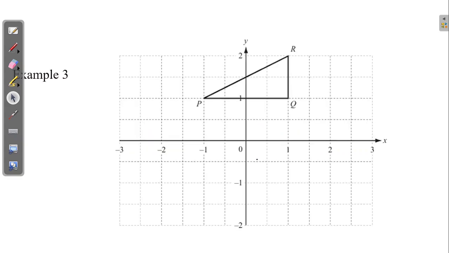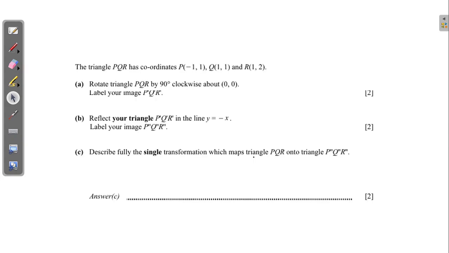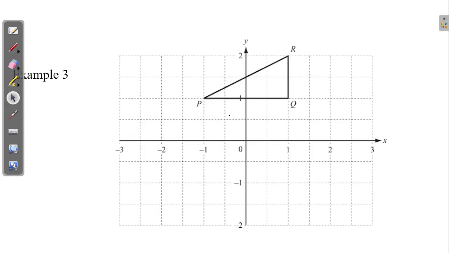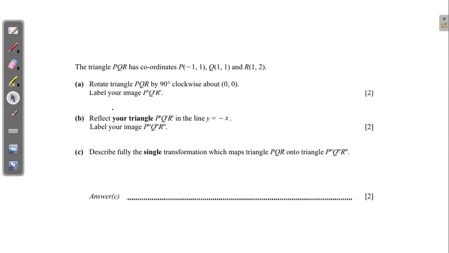So now let's take this question. The triangle PQR has coordinates. So you can say P, Q and R. Now A says we should rotate triangle PQR by 90 degrees about the origin. Now mind you, the origin is 0, 0, right? That's the origin.